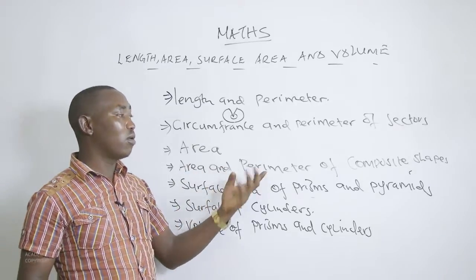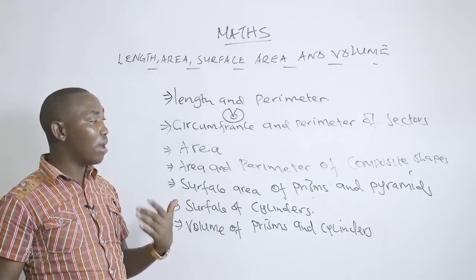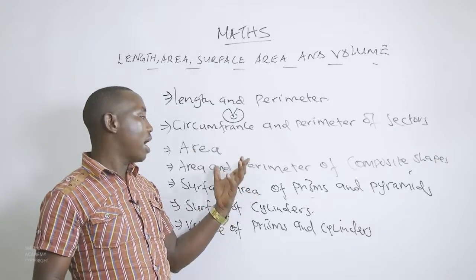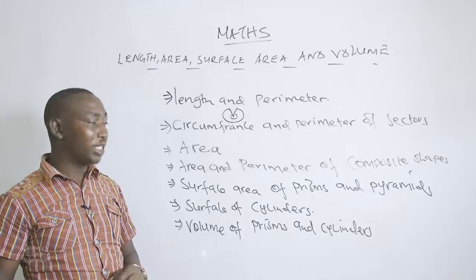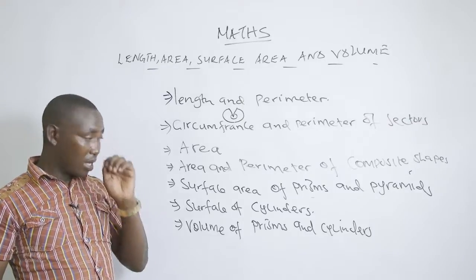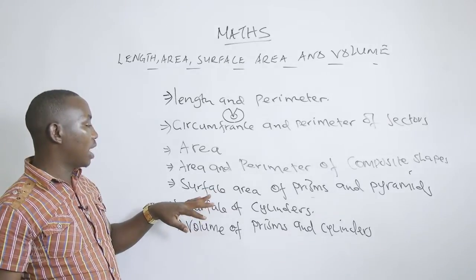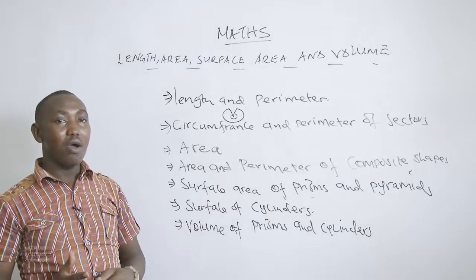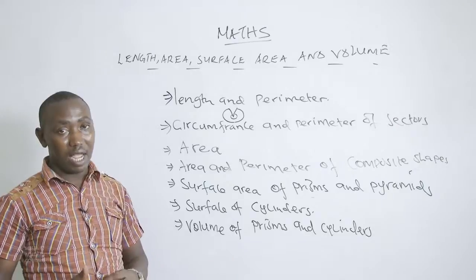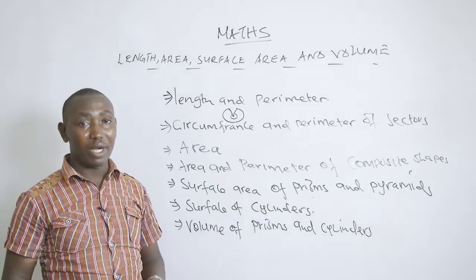From there, we shall also look at area of some regular shapes, say the rectangles, the squares, even the circles. Before which we shall now look at how we can appreciate and find the area and perimeter of some other composite shapes. Then from there, we shall consider how we can find the surface area of prisms and pyramids.